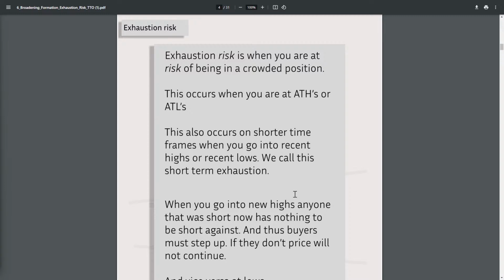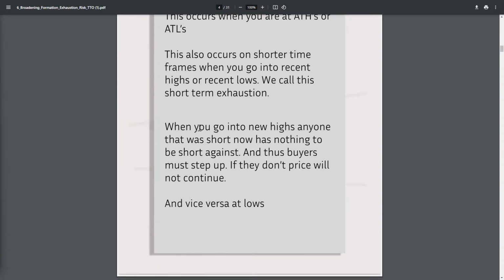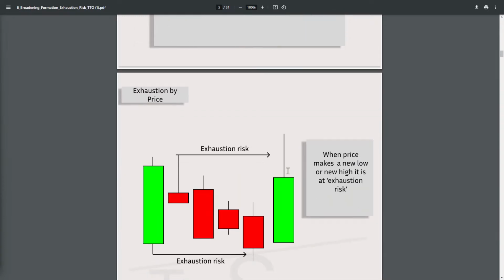Exhaustion risk is when you are at risk of being in a crowded position. This occurs when you are at all-time highs or all-time lows. This also occurs on shorter time frames when you go into recent highs or recent lows, and we call this short-term exhaustion risk. When you go into new highs, anyone who is short now has nothing to be short against and is stopped out, and thus the buyers must step up. If they don't, price will not continue, and vice versa at the lows.